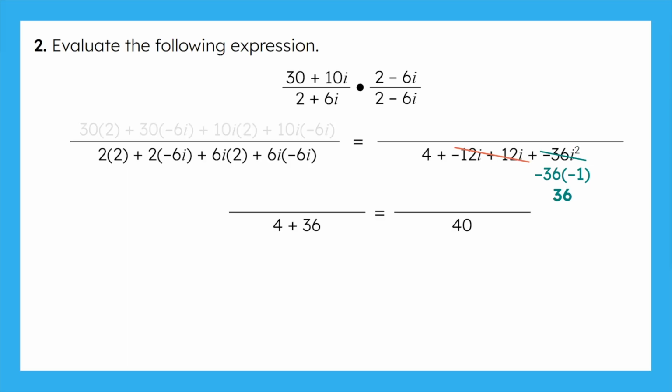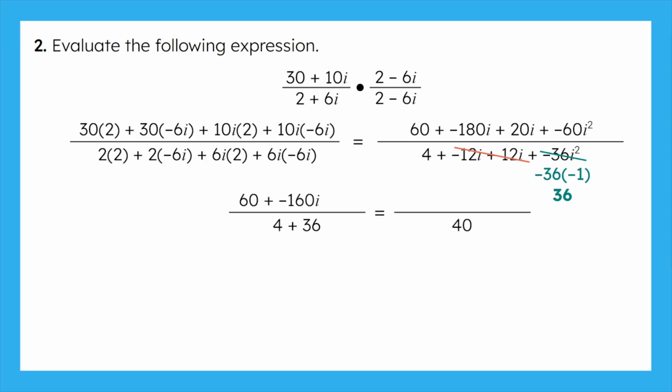Now for the numerator. We first distribute the 30 and positive 10i to the 2 and negative 6i. The 60 can't be combined with any other term just yet, but we can combine negative 180i with 20i, which equals negative 160i. And the negative 60i squared simplifies to positive 60. 60 plus 60 equals 120, resulting in a numerator of 120 plus negative 160i.